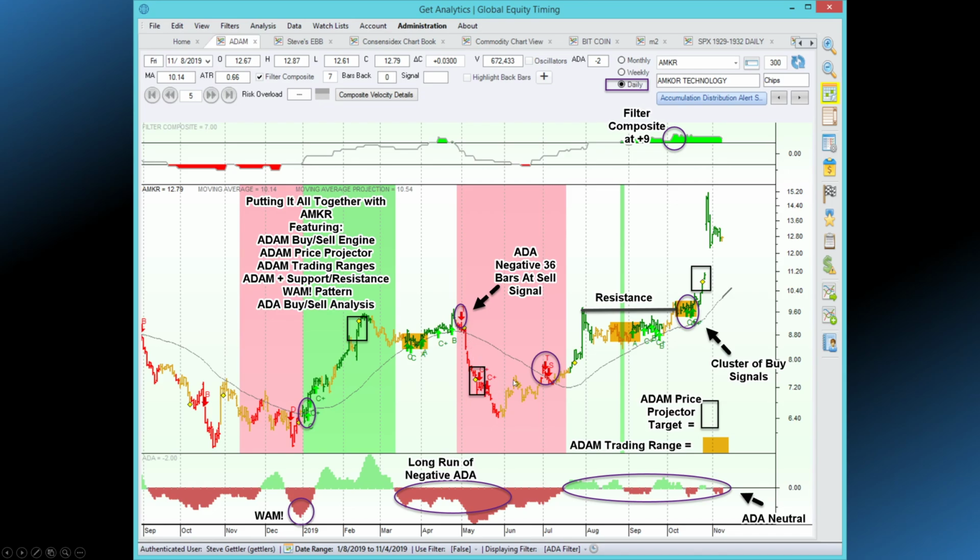Does it always work? Well, let's take a look over here. Here we had another signal, and that one failed. But overall, between these two signals, a net profit.